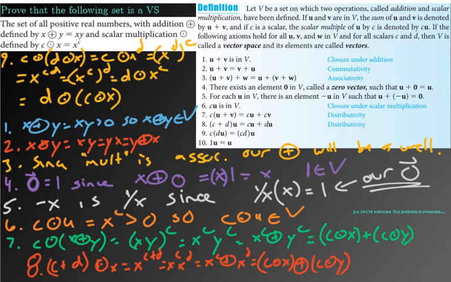And then 10 is really quick, right? Because this 1 is actually like the number 1, right? So 1 times a vector x is just going to be x to the 1, and certainly that equals x, right? So that still all works out too.